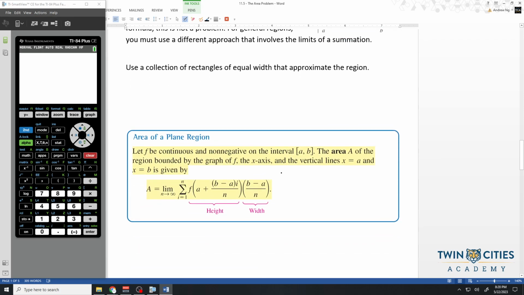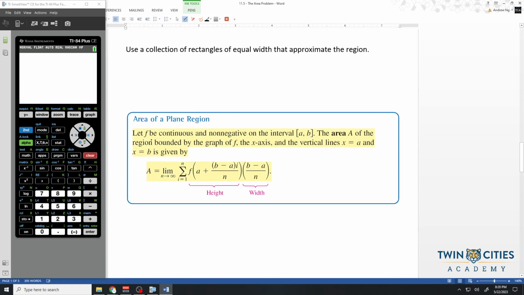Here's the area of a plane region. Let f be continuous and non-negative, so the function, on the interval a to b. The area A of the region bounded by the graph of f, the x-axis and the vertical lines x equals a and x equals b is given by the following. I'm going to be using multiple rectangles. Now rectangles have a height and a width here. To find the height, I'm going to do the function of a plus the quantity b minus a times i over n here, times the width, that's going to be b minus a over n. And this is as n approaches infinity. Now, what does this actually mean here?